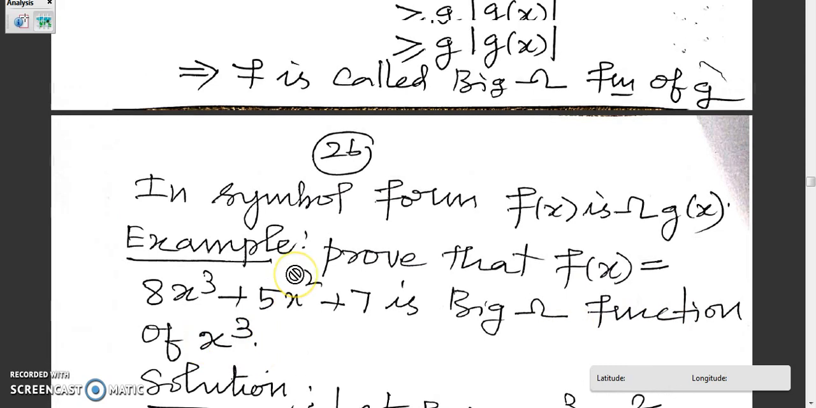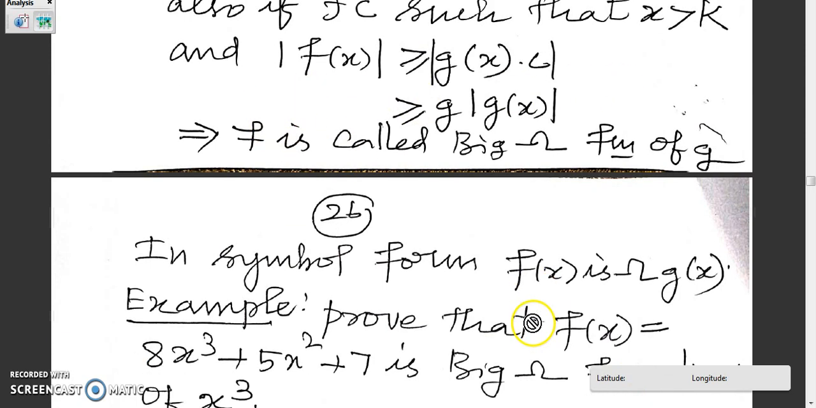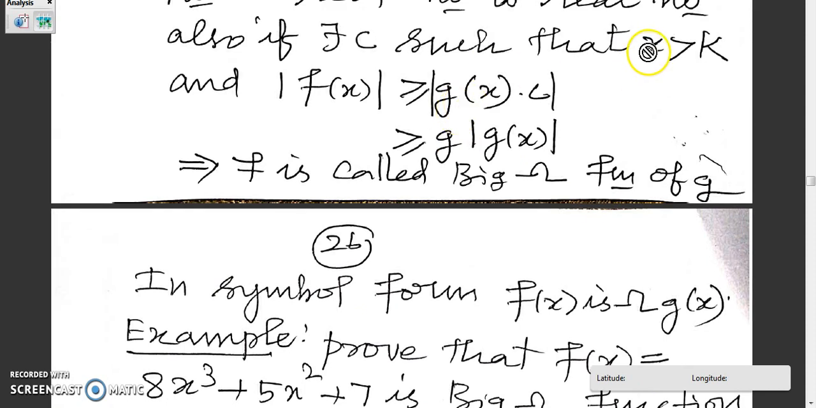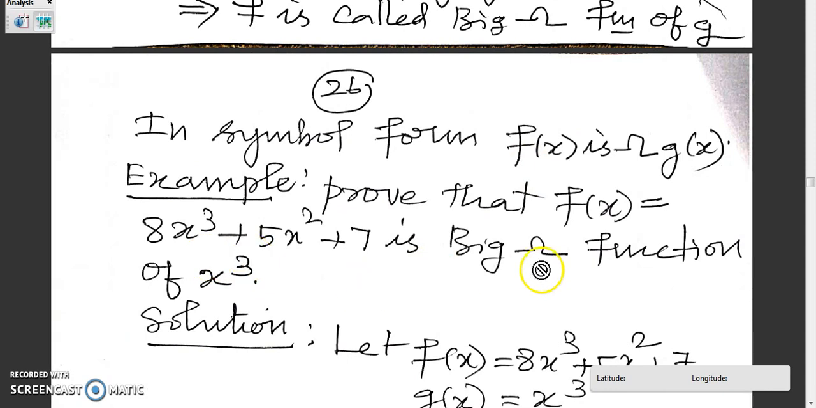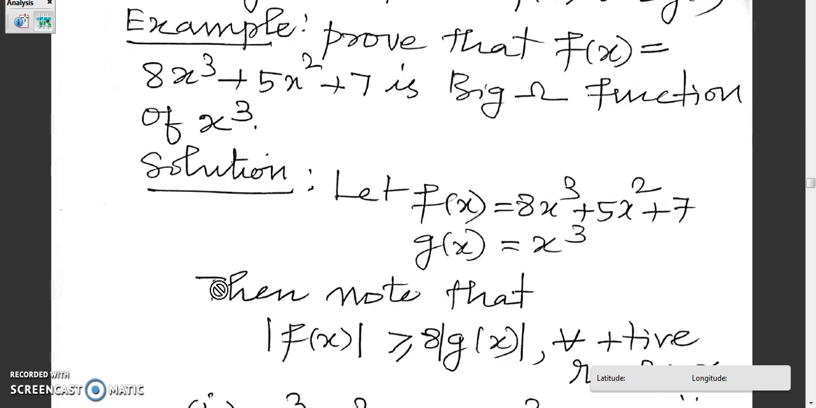To prove this, what do we have to show? The absolute value of 8x cubed plus 5x squared plus 7 must be greater than or equal to c into x cubed. So we must find a c such that for all x greater than k this is satisfied. Then we say that this is a big omega function of x cubed. Now let us prove that.